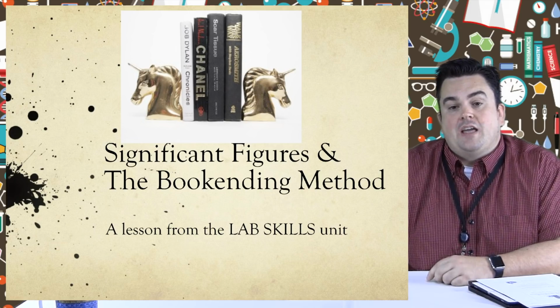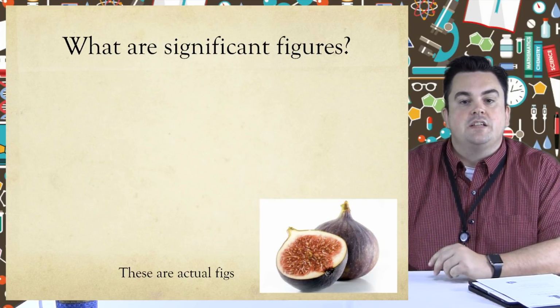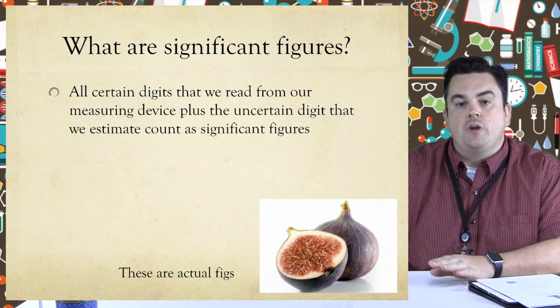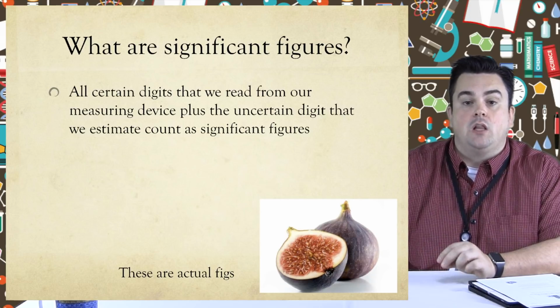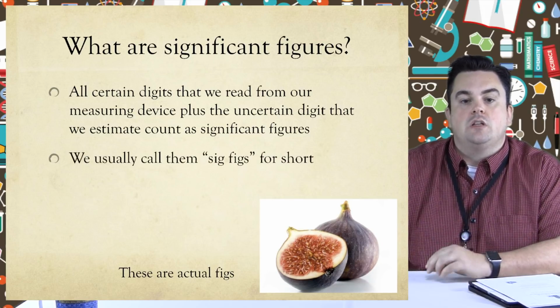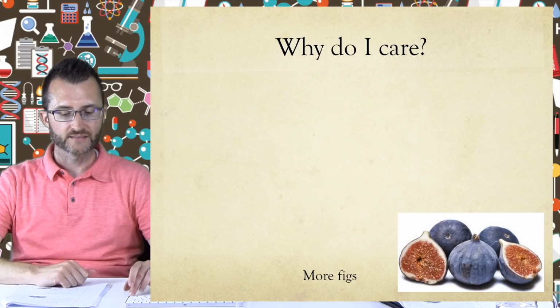Significant figures and the book-ending method, a lesson from the lab skills unit. What are significant figures? All certain digits that we read from our measuring device plus the uncertain digit that we estimate count as significant figures. We usually call them Sig Figs for short. Sig Figs! Why do we care?